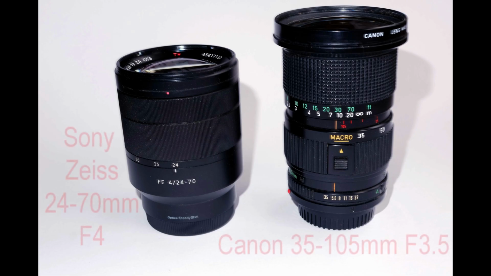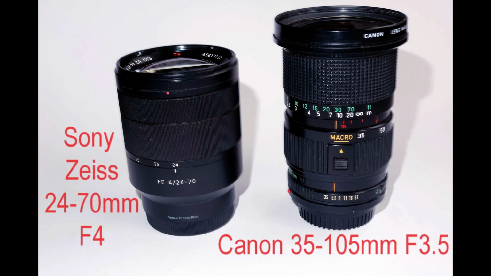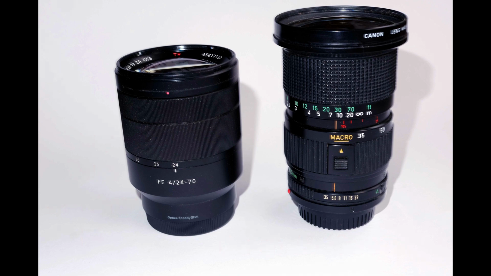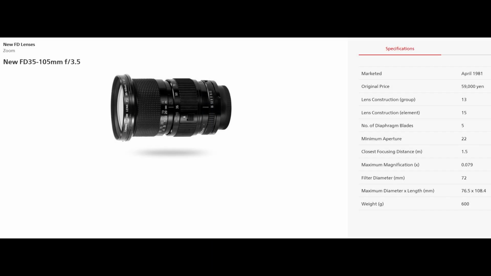Now, I will compare test results from two zoom lenses: the native FE mount Sony Zeiss 24-70mm lens with f4 aperture, and the Canon 35-105mm FD N lens with f3.5 aperture. The Canon zoom lens dates from the year 1981, and it belongs to the new FD line of lenses.